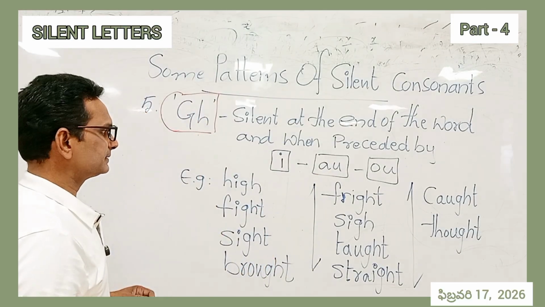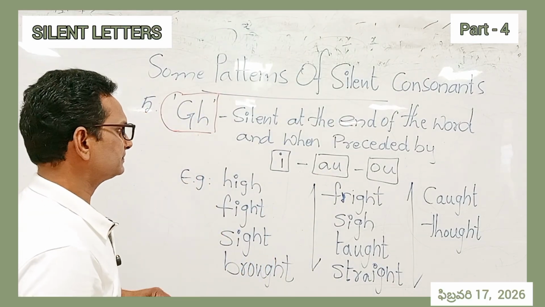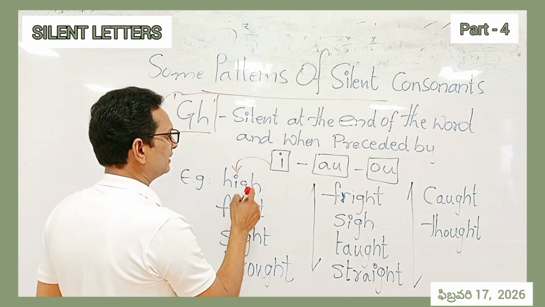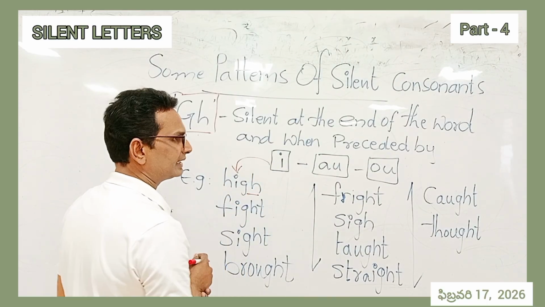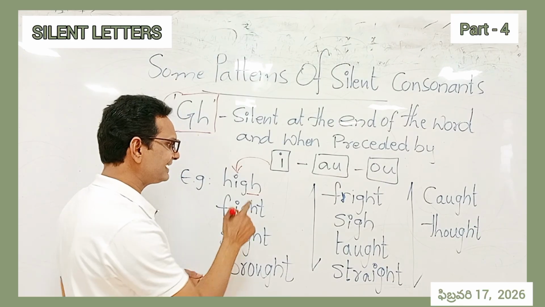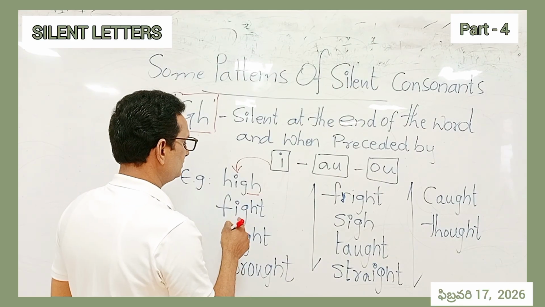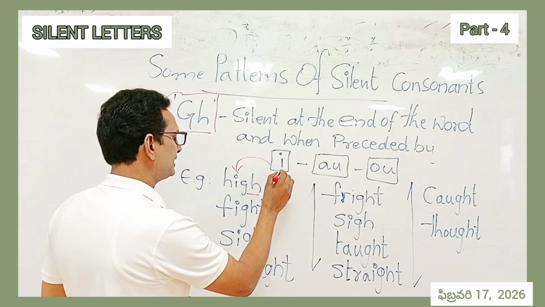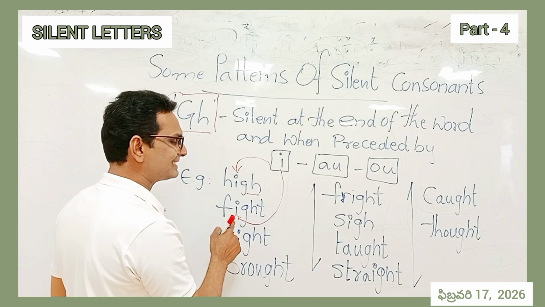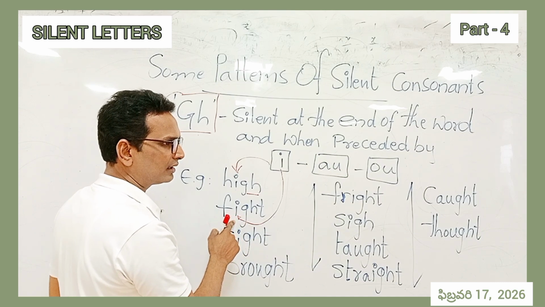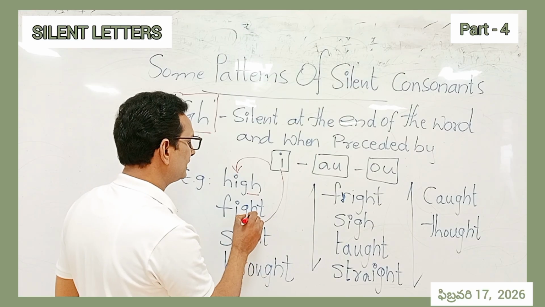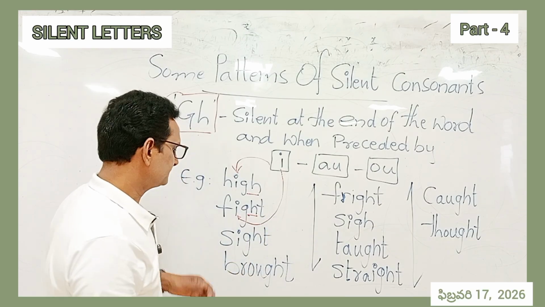What are the examples? HIGH. So I is there. Now the GH is silent. It's not "high-g-h", it's "high". And I again can be seen here in FIGHT. It's not "fig-it", it's "fight". So GH is silent.